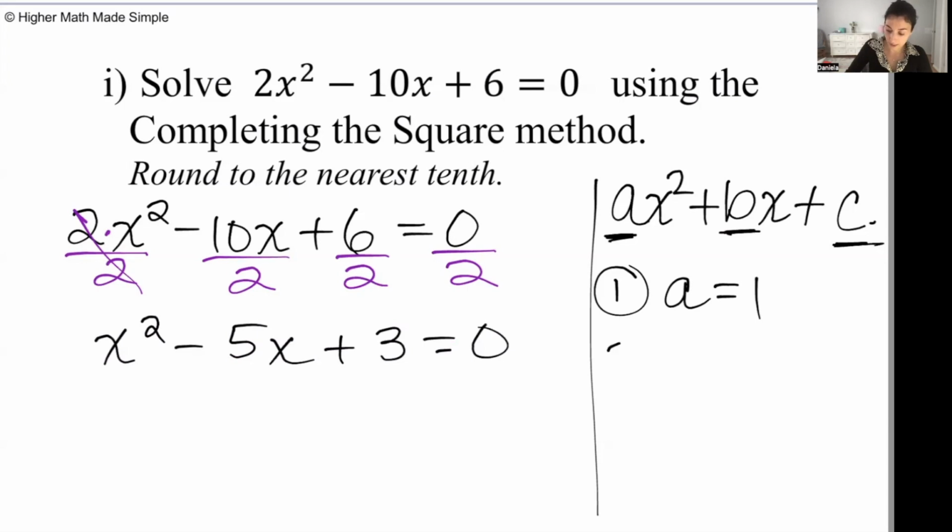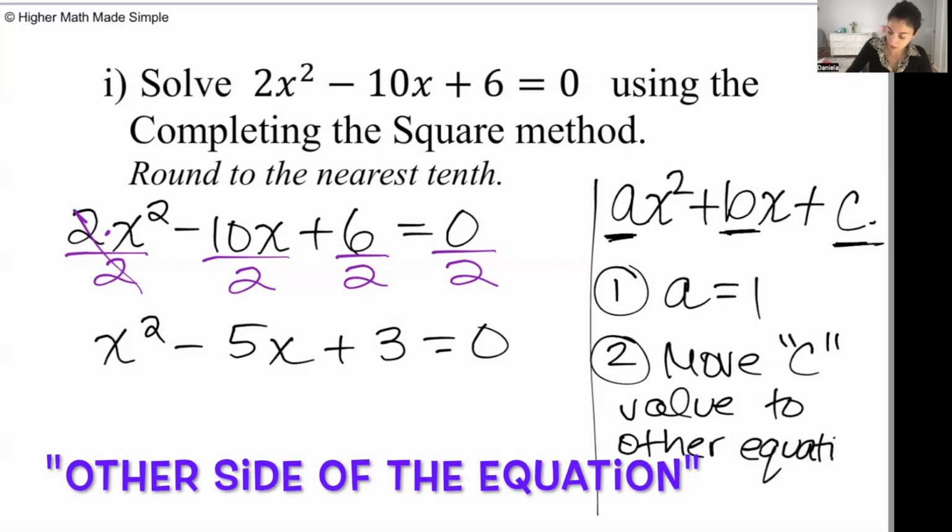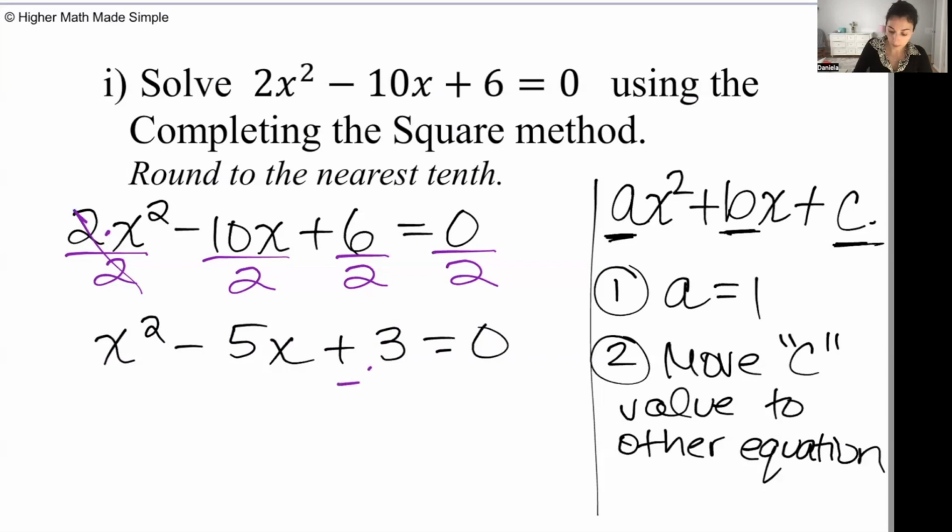So now the second step for completing the square is you have to move the C value to the other side of the equation, okay? So what is the C in this particular case? It's positive 3. So how are we going to move it to the other side? Well, the opposite of adding 3 is subtracting 3.